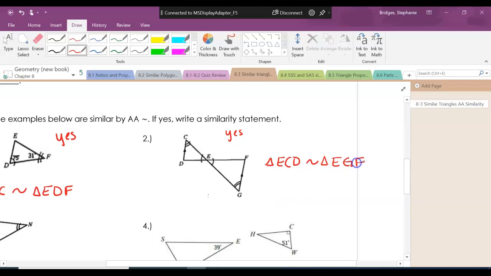So however you named it, as long as your E's are in the same spot, as long as C and G are in the same spot, and then as long as D and F are in the same spot, it's okay. You can rearrange the letters in any order as long as E's are in the same places, C and G are in the same place, and D and F are in the same place.